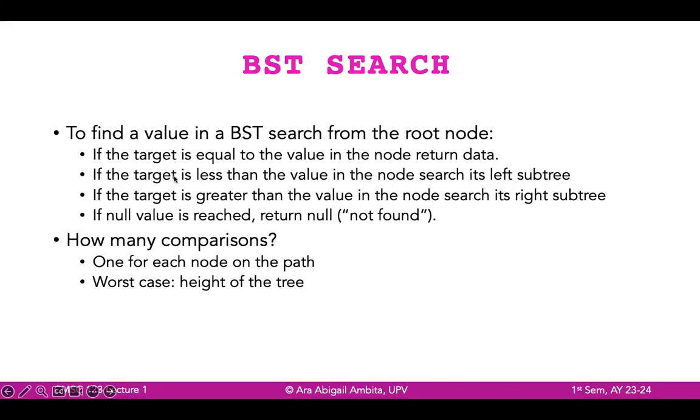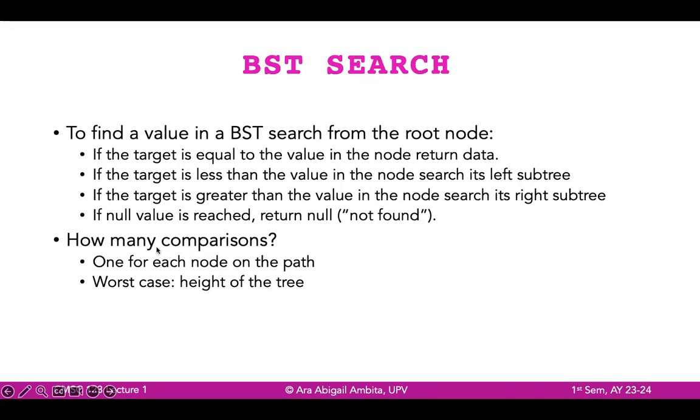So if we compare the key value that we are looking for with the node, or rather the root, and if it is less than the root, we go left, but if it's greater, we go right. If a null value is reached, then we return null, or in other words, we have not found the key or the item. So how many comparisons will there be?